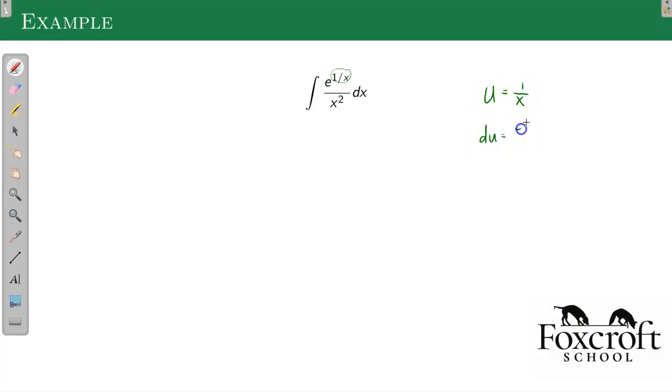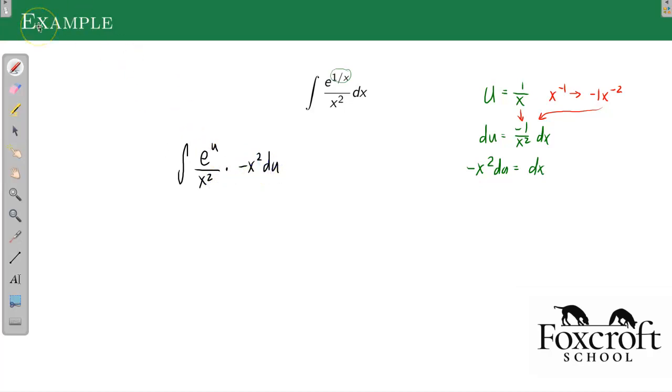du is going to be negative 1 over x squared dx. So negative x squared du equals dx. If you don't understand this part, this is x to the negative 1. The power rule, negative 1, x to the negative 2. Rewriting x to the negative 2 with a positive exponent. This is now the integral of e to the u for x squared times negative x squared du.